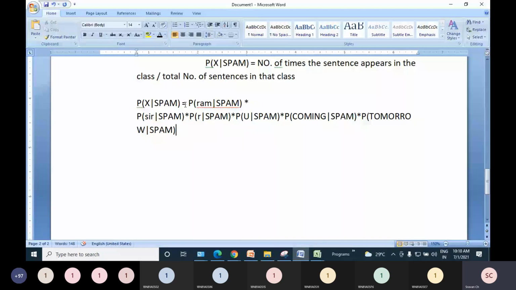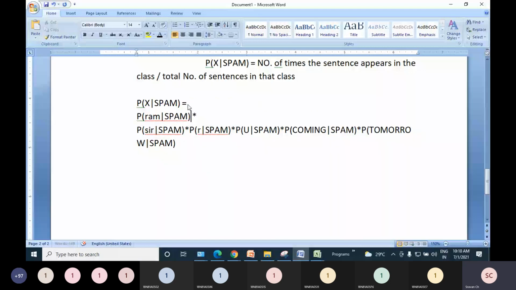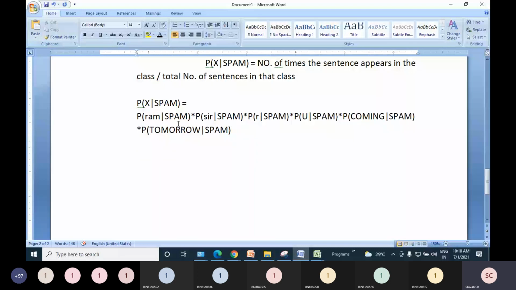So probability of X by spam is equal to, X is a sentence. A sentence is a collection of words. And for every word I need to do this. So P of Ram by spam into P of sir by spam into P of are by spam, P of you by spam, P of coming by spam, P of tomorrow by spam. So these individual components I need to calculate, and I will get some value.